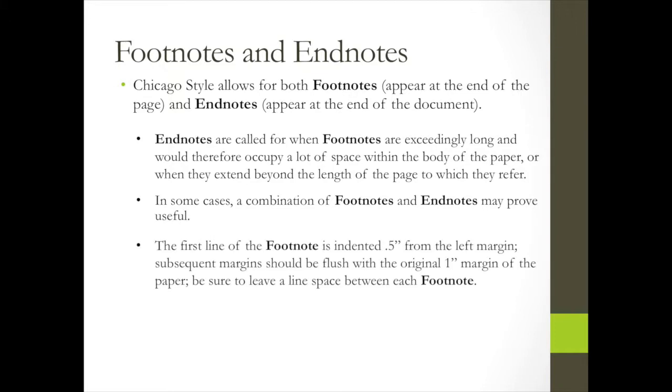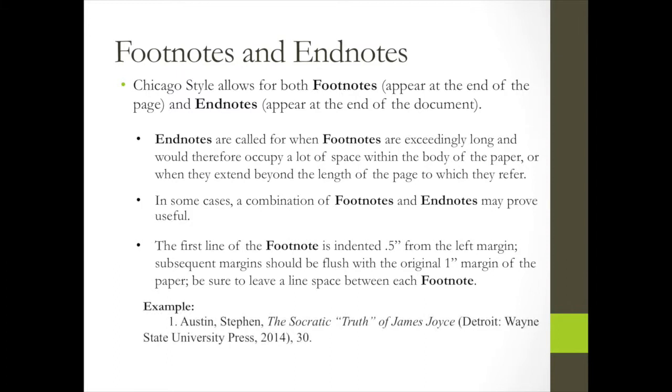For formatting, the first line of the footnote is indented 0.5 inches from the left margin. Subsequent lines should be flush with the original 1-inch margin of the paper. Be sure to leave a line space between each footnote. So here is an example of how a footnote would appear at the end of a page for an in-text citation.